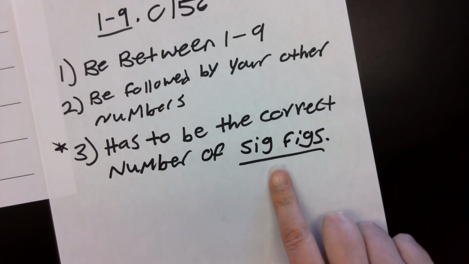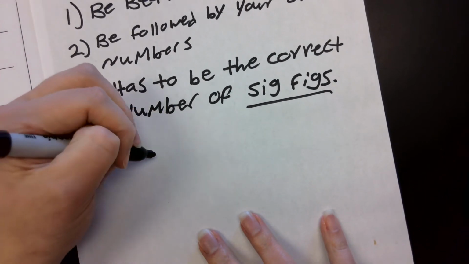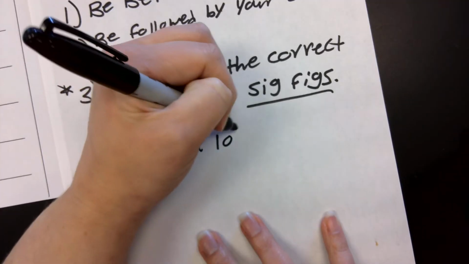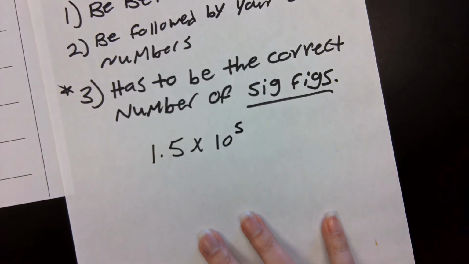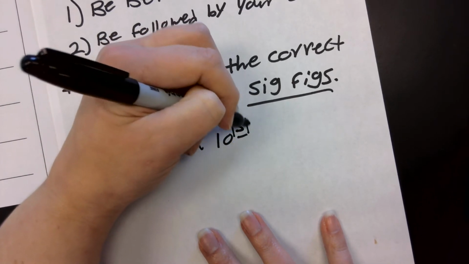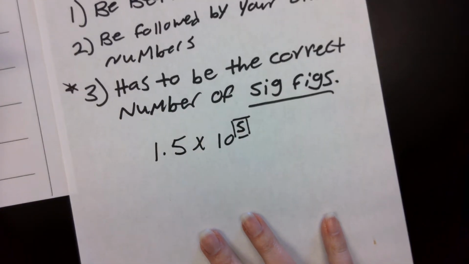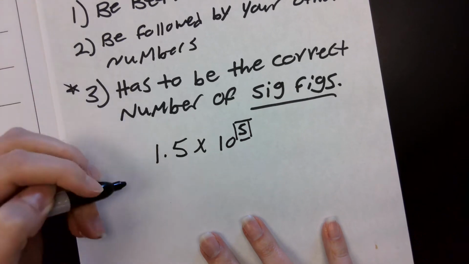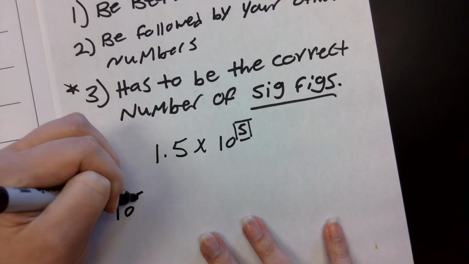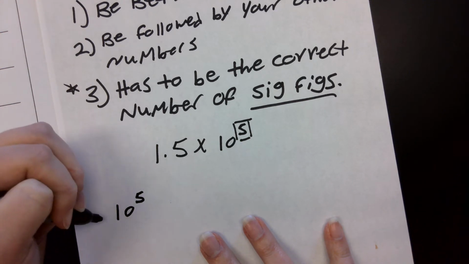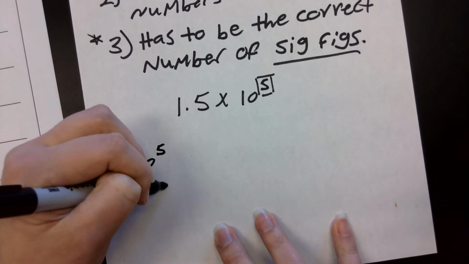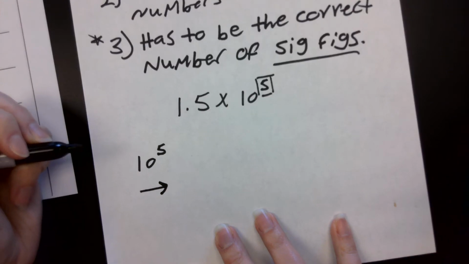So an example would be 1.5 times 10 to the 5th power is an example of scientific notation. This number right here represents how many times you go over either to the left or to the right. If it is a positive number, so if it is say 10 to the 5th, this means your number is getting bigger, and so you are going to move your decimal point to the right.